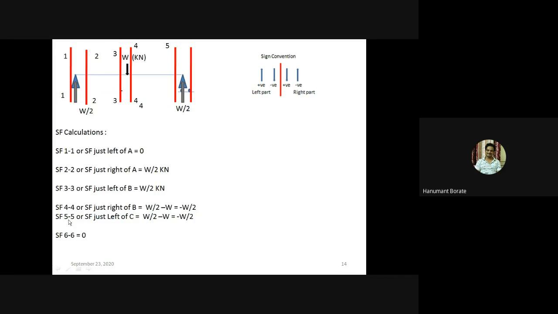Then next, section 5-5. So we have taken section 5-5 just left of this C point. Now divide the beam into two parts. This is the left part and this is the right part.